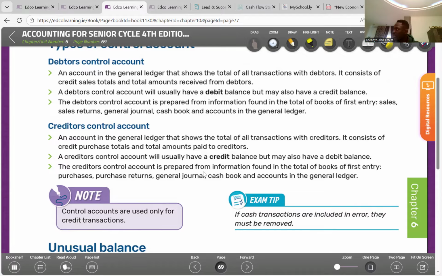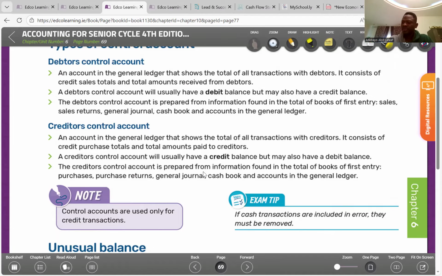So all purchases from your supplier will be on the credit side. Credit purchases will be on the credit side of your purchases control account or creditors control account. All payments will be on the debit side of your creditors control account or purchases control account. I think the point is clear there. Is it clear or not, Liz?